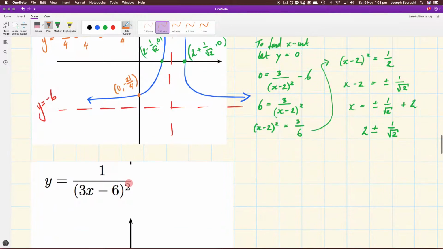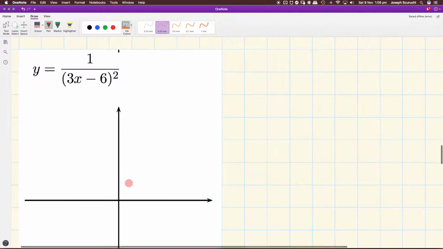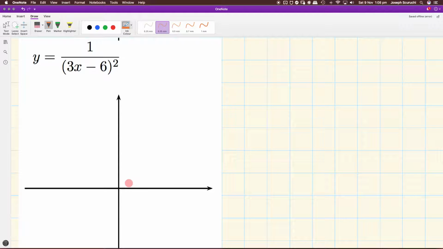Let's now move on to my next one, which will be 1 over (3x minus 6) squared. So let us here for a moment stop and just appreciate the fact that my horizontal asymptote will be the same. My y-asymptote will not change. It's still going to be y equals 0.